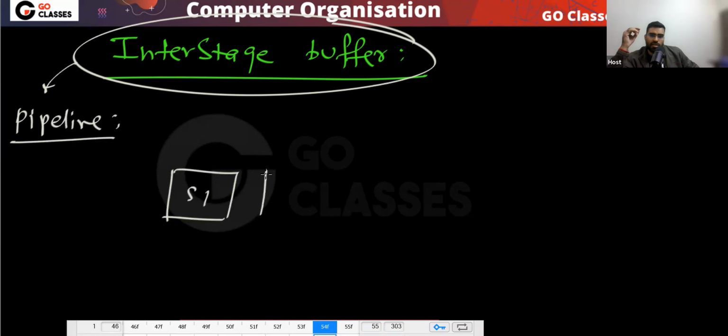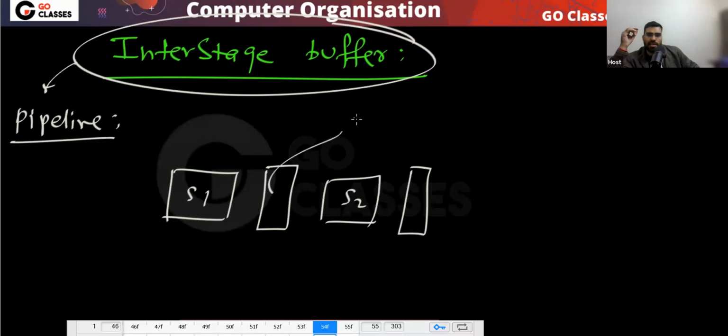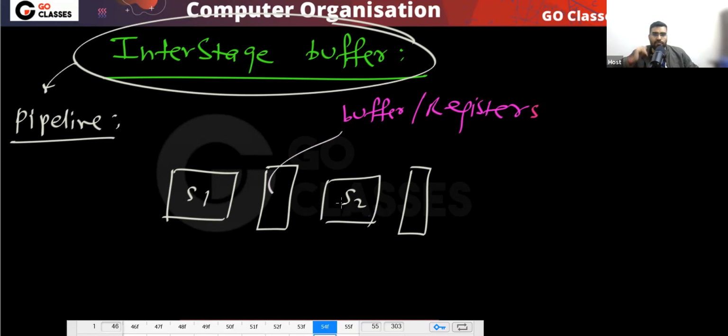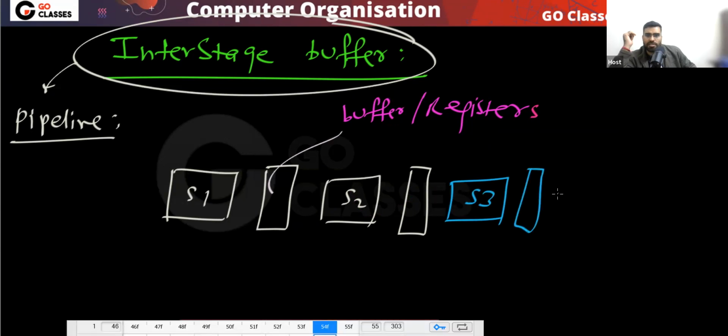This is the final point: this inter-stage buffer concept exists only in the pipeline. When you do the pipeline and separate the hardware, you have these stages. This is stage one, then there is an inter-stage buffer, then this is stage two, and this is another register. These are simple buffers, or you can call them registers. They hold the information which is required by the later stages. The later stages are going to use this information, and so on.